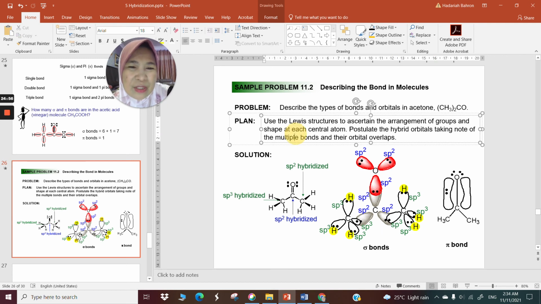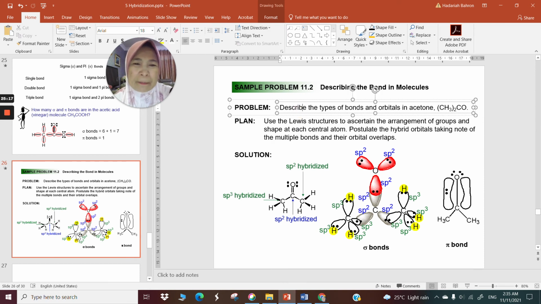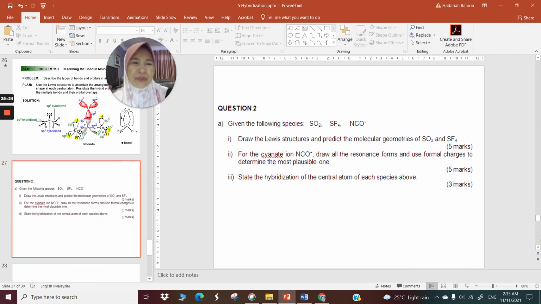Use the Lewis structure to ascertain the arrangement of groups and shape at each central atom. Postulate the hybrid orbitals, taking note of the multiple bonds and their orbital overlap. So this is the solution. This is how you describe the types of bonds and orbitals in acetone. And that is a question for you. This is a previous question from a paper.